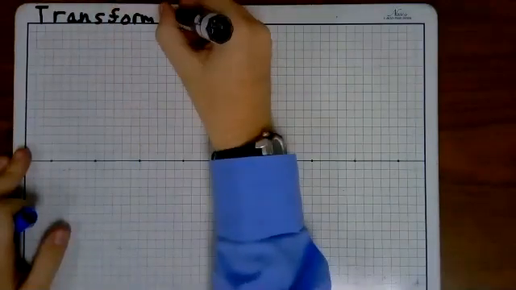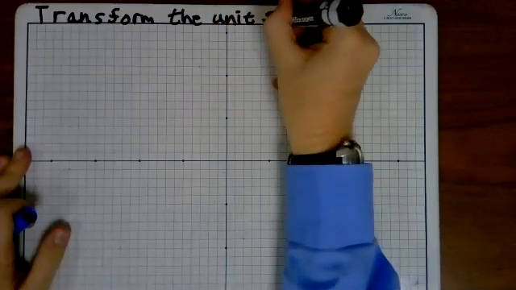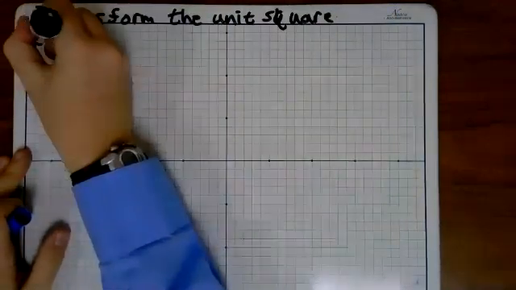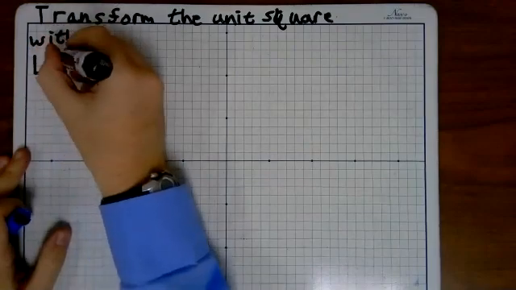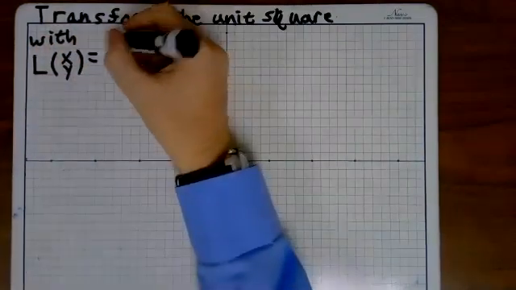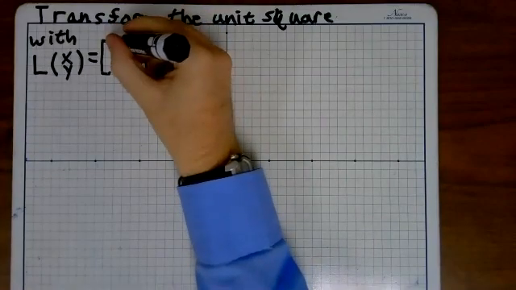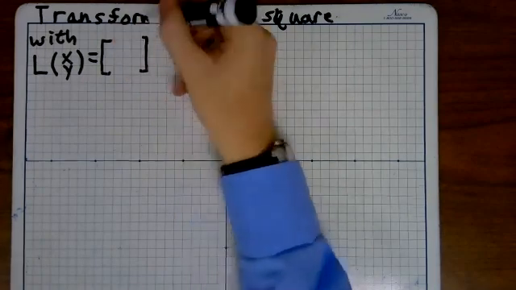Let's transform the unit square with L of x, y equals. So we did 4, 0, 0, 4.